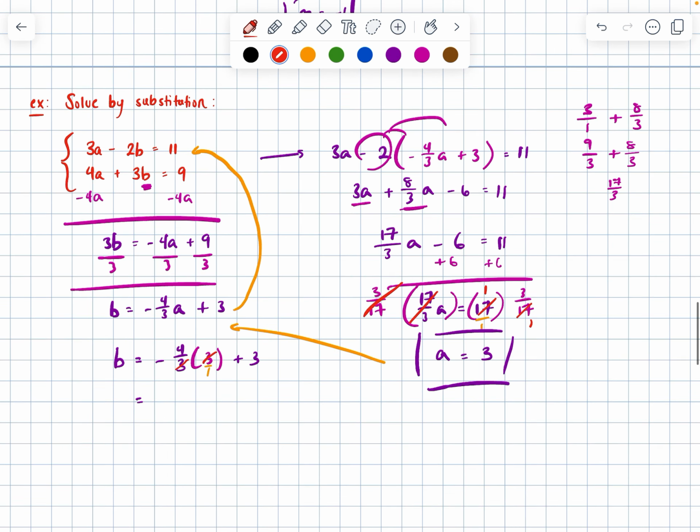Well, again, this is 3 over 1. My 3's are going to undo each other. So this is negative 4 times 1, which is just negative 4, plus 3. That means that b is equal to negative 1. Cool. A is 3, b is negative 1. If I wanted to, how would I write that as an ordered pair? 5, 4, 3, 2, 1. Well, a comes before b in the alphabet. Therefore, in our ordered pair notation, 3 would come before negative 1. Fantastic! You now know how to solve any system of equations in two variables by substitution.